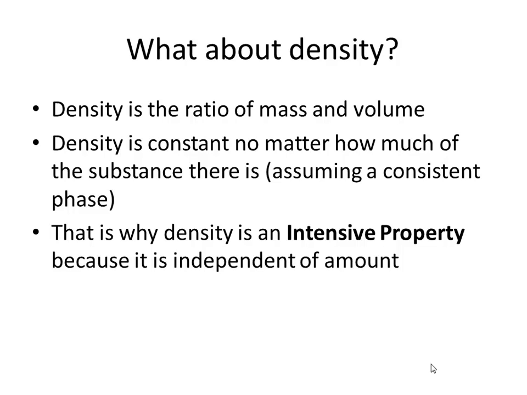But how many tires are on one car? 4. Does it matter how many cars I build? If I have more cars, there's still 4 tires per car. So that's what I mean by intensive. It doesn't change despite how many there are. So the ratio is the same of wheels per car. There's always 4 wheels per one car, no matter how many cars I make. Kind of like density. No matter how much stuff I have, if it's the same phase, like water, it's going to have the same density. Okay?